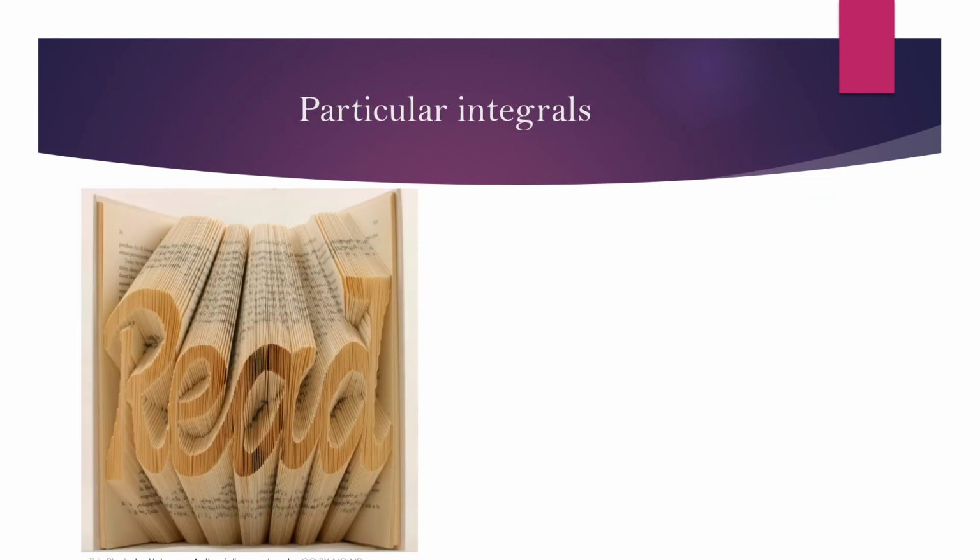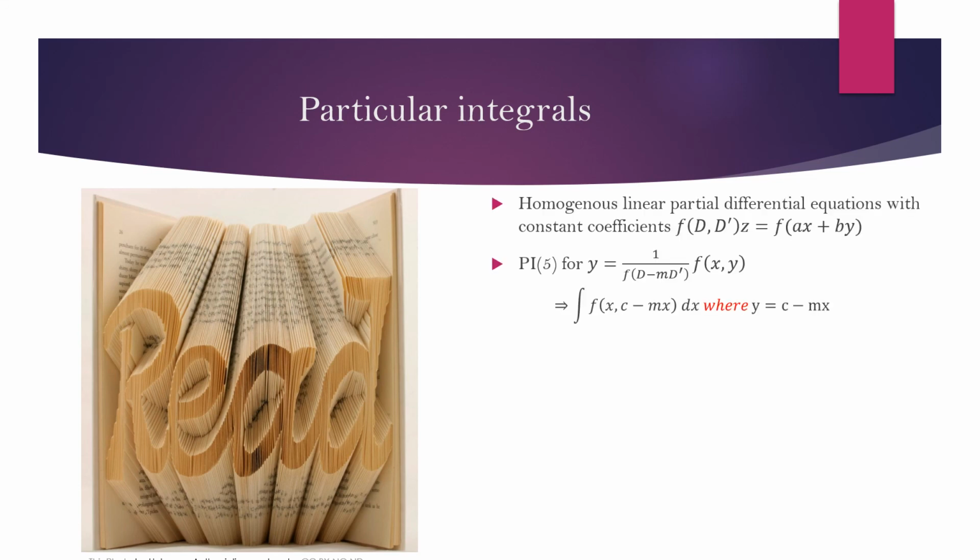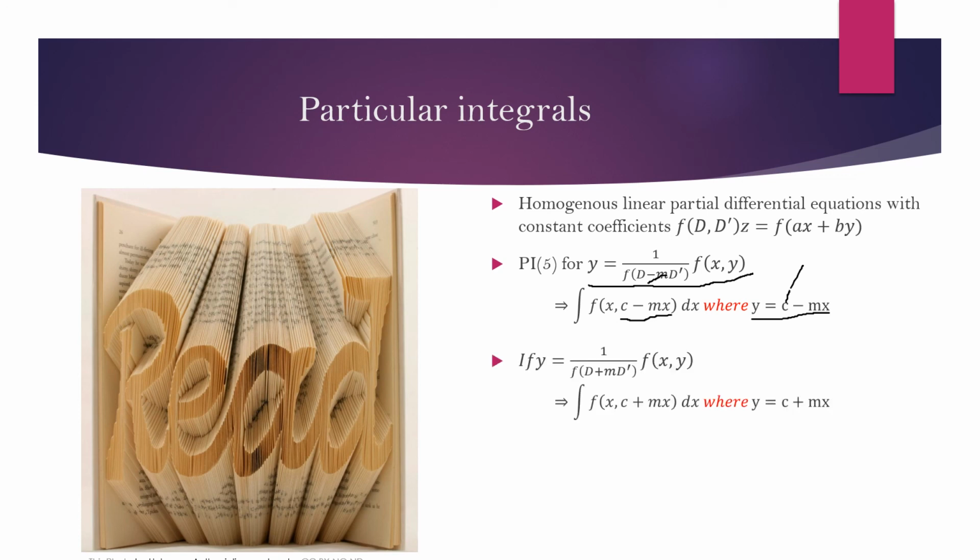Fifth case for the partial differential equation PI is when it is 1 over f(D minus mD dash) into a function of x, y. Then we take this m and convert y into c minus mx, so y is equal to c minus mx, and integrate with respect to x. Again, finally, after integration, we substitute the value of c from this equation, that means c is equal to y plus mx, and finally you get the solution in terms of x and y.